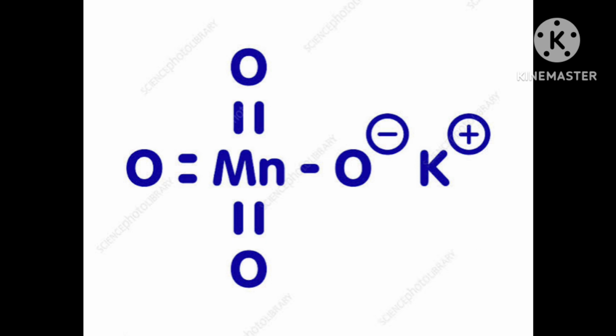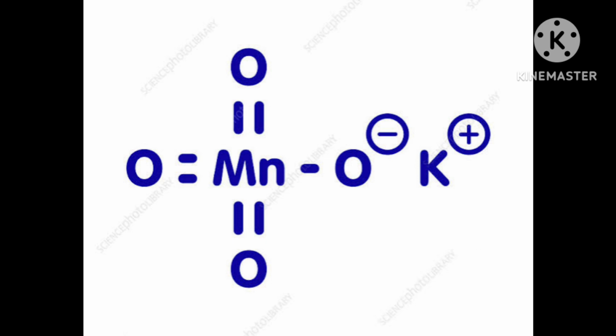Okay. Now another property is pi bonding. The pi bonding takes place by overlap of p orbitals of oxygen and d orbitals of manganese. In pi bonding, the p orbitals of oxygen and d orbitals of manganese take part.